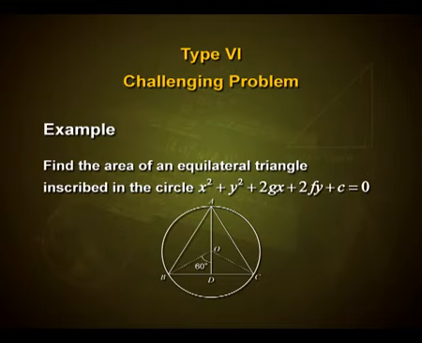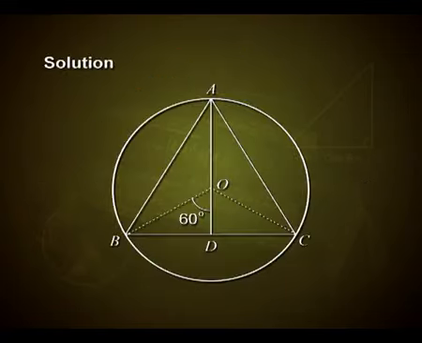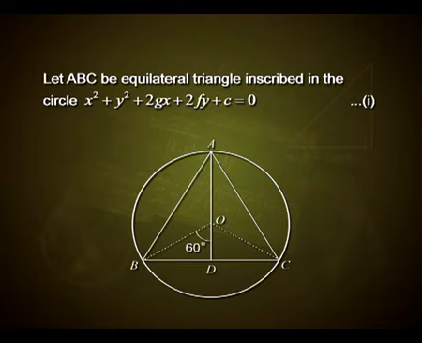Here we have an interesting and challenging problem for you. Find the area of an equilateral triangle inscribed in the circle x² + y² + 2gx + 2fy + c = 0. We can see here a triangle inside a circle with the center O, and it is making angle BOD equal to 60 degrees. Let triangle ABC be an equilateral triangle inscribed in the circle x² + y² + 2gx + 2fy + c = 0.